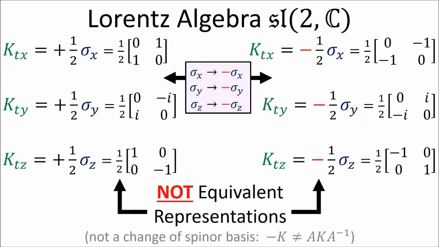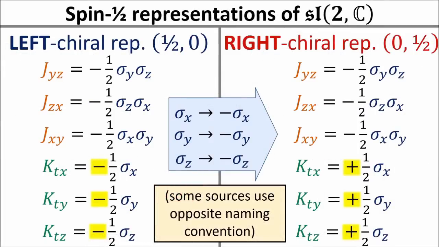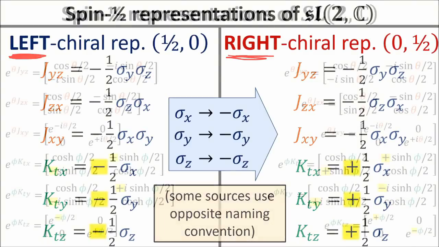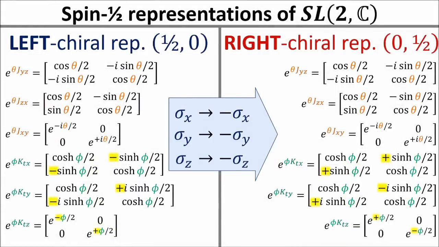However, we cannot swap between the two cases using a change of spinor basis. So the generators with negative boosts and positive boosts are actually from two different matrix representations of the Lorentz algebra, called the left chiral and right chiral spin 1/2 representations. The rotations are the same, but the boosts are reversed. This applies to the Lie algebra as well as the Lie group. The fact that these left and right representations exist is related to the fact that the irreducible representations of SL2C are labeled by two spin values.